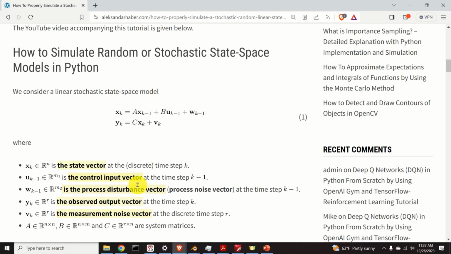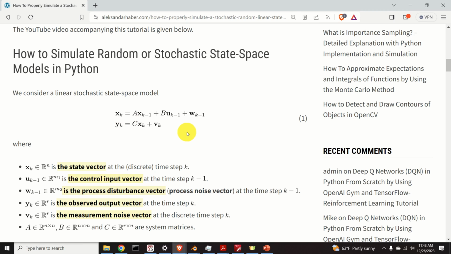We consider a linear stochastic state space model given over here. Xk is the state vector at a discrete time step k. Uk-1 is the control input vector at the time step k-1. Wk-1 is the process disturbance vector, also known as the process noise vector, at the time step k-1. Yk is the observed output vector at the time step k. Vk is the measurement noise vector at the discrete time step k. A, B, and C are the system matrices.